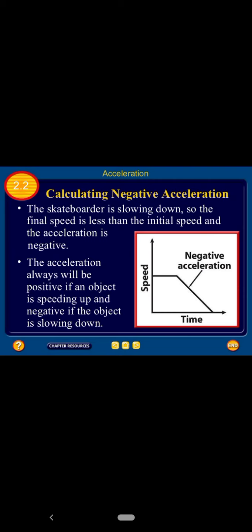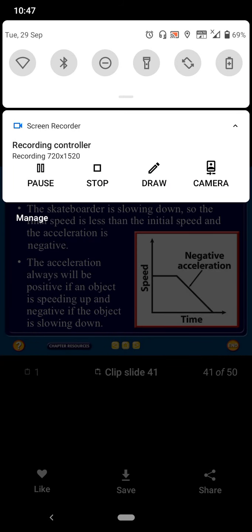The skateboarder is slowing down, so the final speed is less than the initial speed, and the acceleration is negative. The acceleration will always be positive if an object is speeding up, and negative if the object is slowing down. If there comes a term like instantaneous acceleration, then it is the acceleration at any particular instant of time. So instantaneous acceleration is basically the acceleration at a particular instant of time. So this was all about acceleration. Thank you.